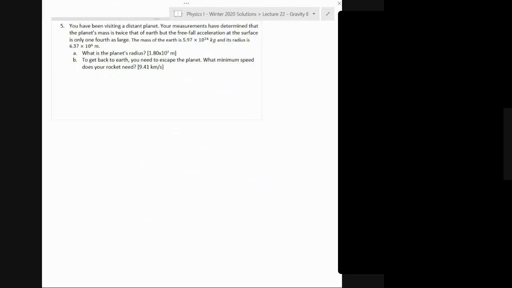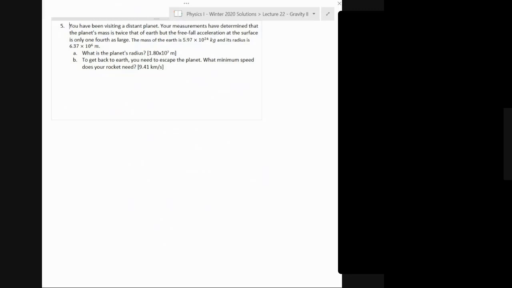Okay, number 5, you've been visiting a distant planet. Your measurements have determined that the planet's mass is twice that of the Earth, but the free fall acceleration at the surface is only a quarter the amount. The mass of the Earth is given. What is the planet's radius?